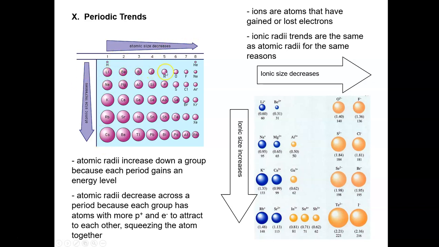As you go across, you have more and more protons in the nucleus, right? You have a greater effective nuclear charge. And as you go down, you still have more and more of those energy levels, those shells, okay? So both of these trends are basically one and the same. So it's easy to remember them, because if you remember one, you remember the other.